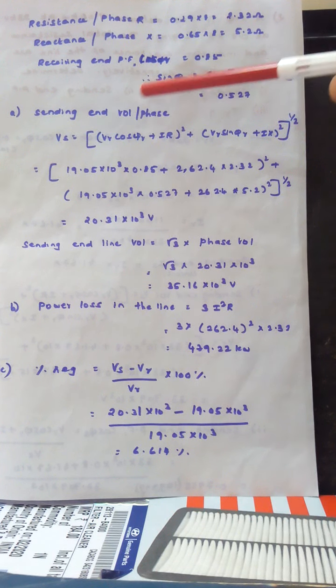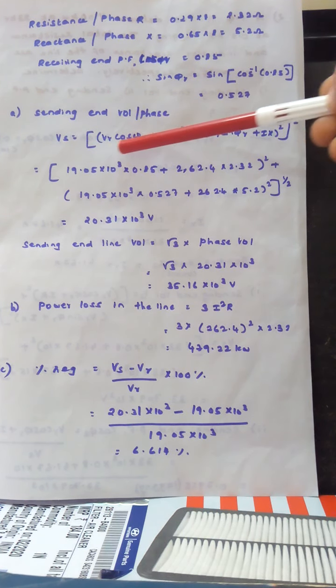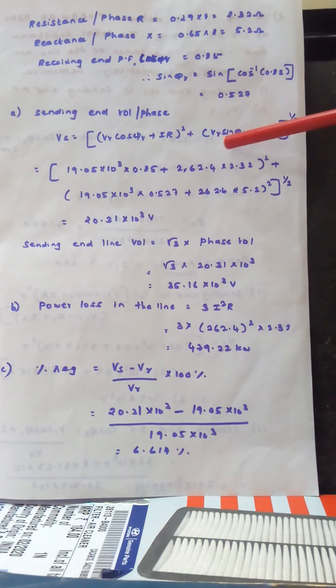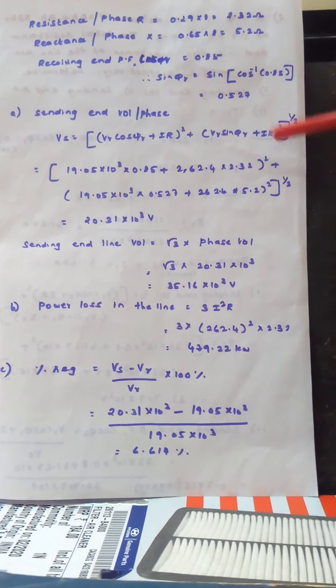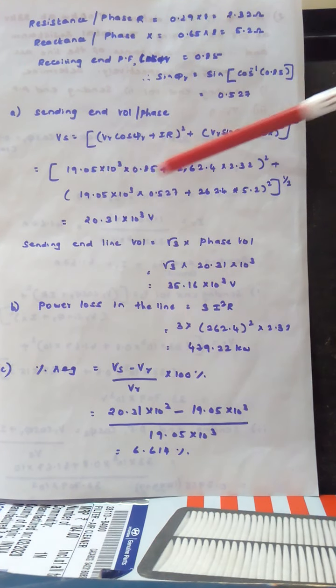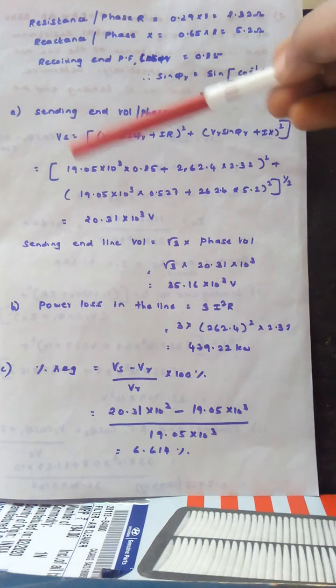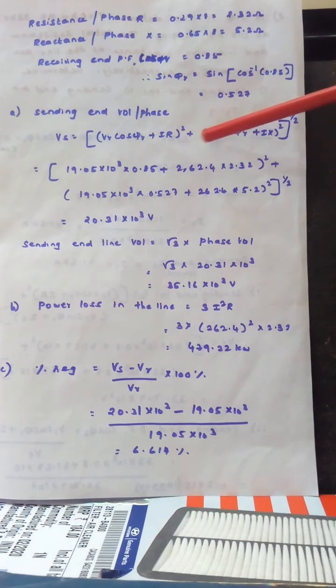The sending end voltage per phase is Vs equal to the square root of (VR cos phi r plus IR) the whole square plus (VR sin phi r plus IX) the whole square, the whole power of 1 by 2. Since it is given as lagging, we are using the lagging power factor. This is the approximate value for Vs. Substituting all the values we know, we are getting 20.31 into 10 to the power of 3 volt.